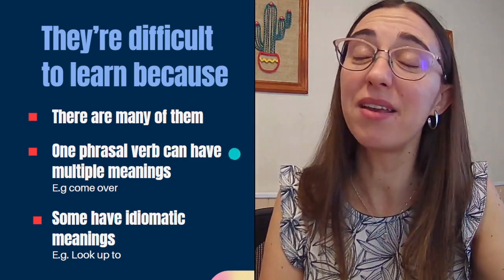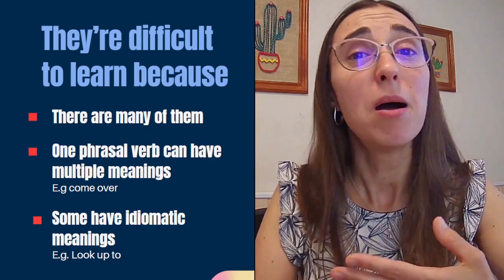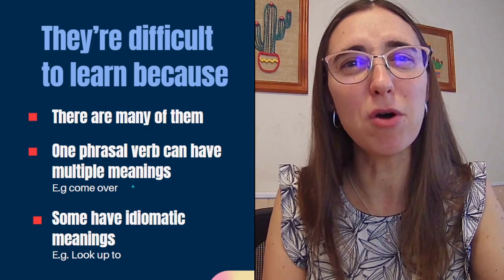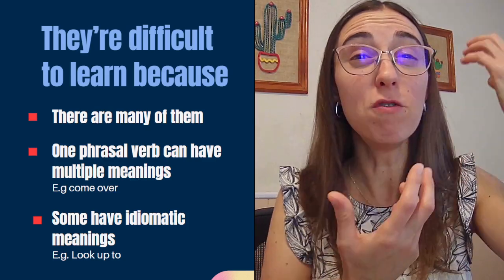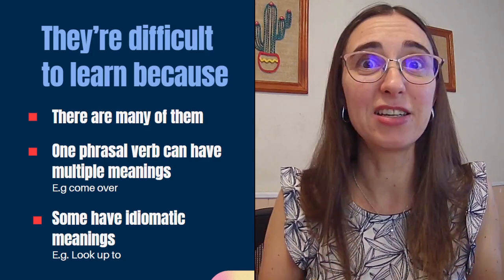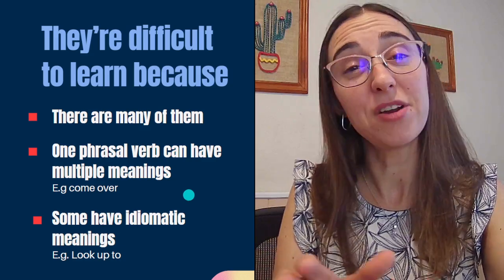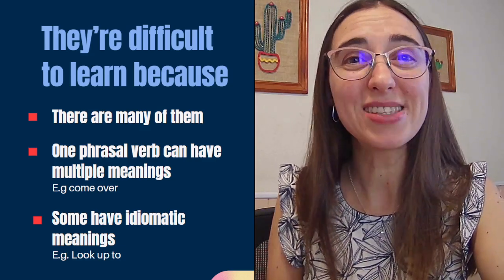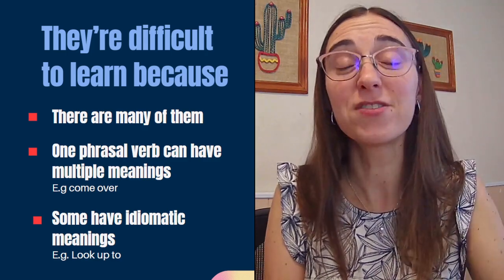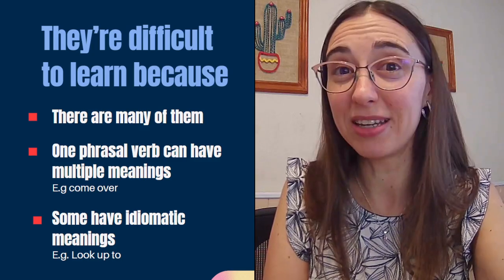And another thing is that sometimes one phrasal verb might have multiple meanings. Do you remember the examples we saw with come over? Yeah, a feeling coming over you. I don't know, a feeling of happiness, sadness, anger, whatever. Or the other idea of coming over when you visit somebody's place. Okay, so that also makes phrasal verbs more complicated because you have to learn different possibilities.